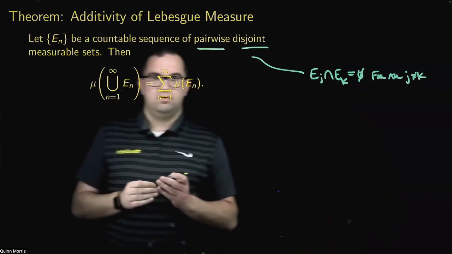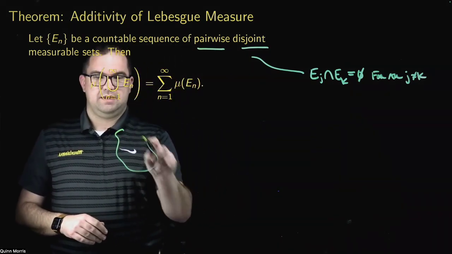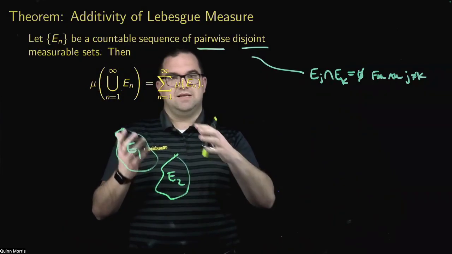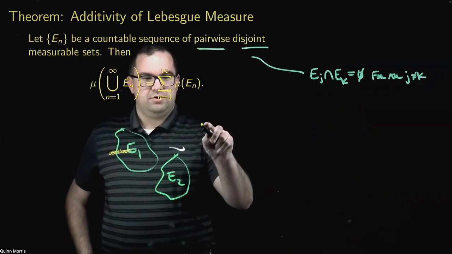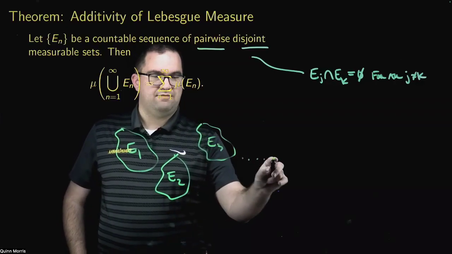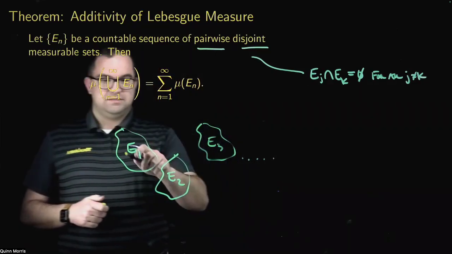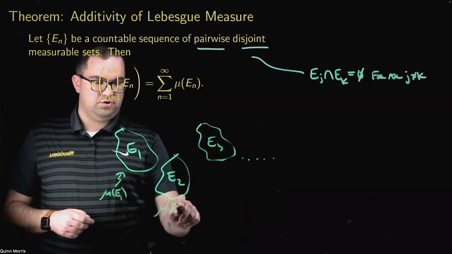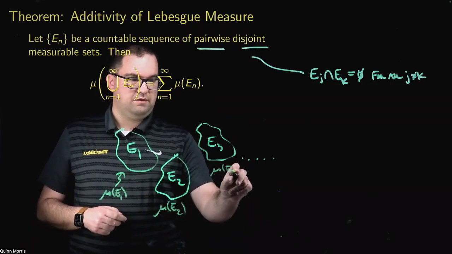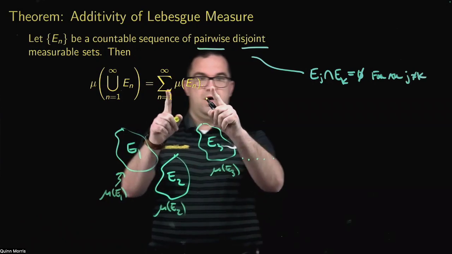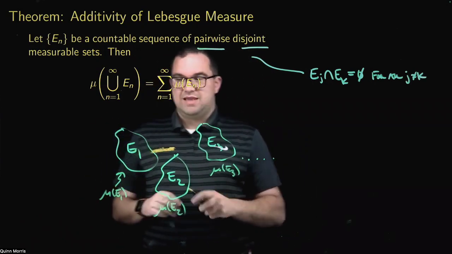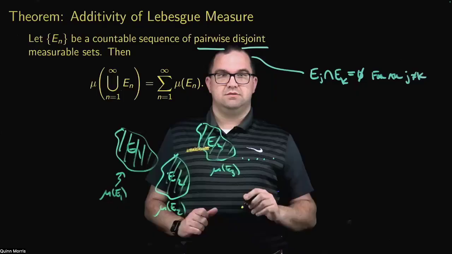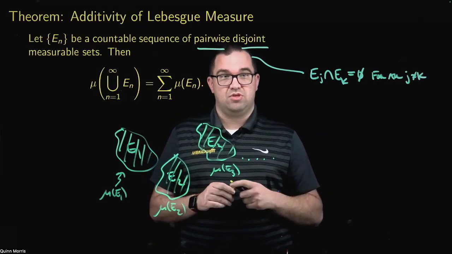So the way you can think about this theorem is that you have these sets, say E1, E2, and these are really subsets of R, but I'm drawing them in R2. You have these disjoint sets, and you have a countable sequence of them. What it's saying is that you could take the measure of E1, the measure of E2, the measure of E3, and so on and so on, and add all of those measures up. That would give you the same thing as considering the set which is just the union of all of the E_n and taking its measure. You ought to get the same thing.